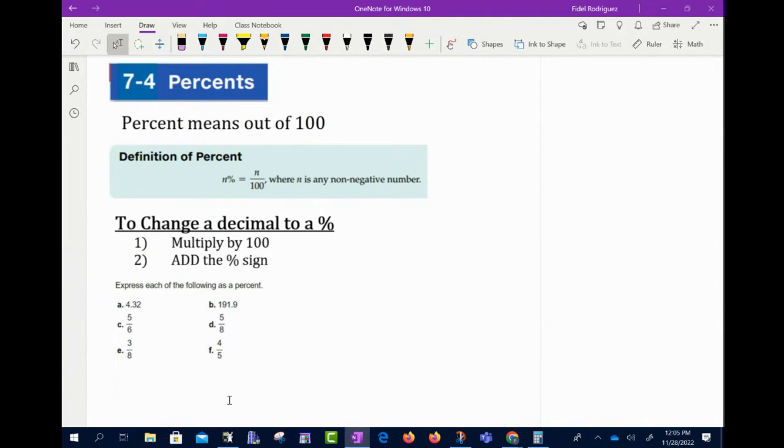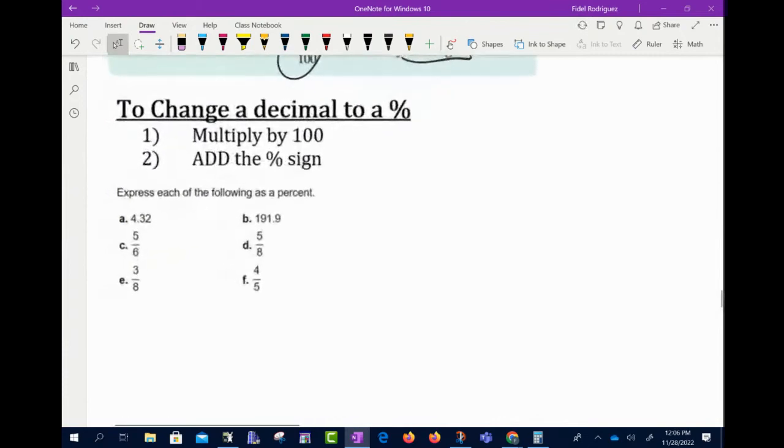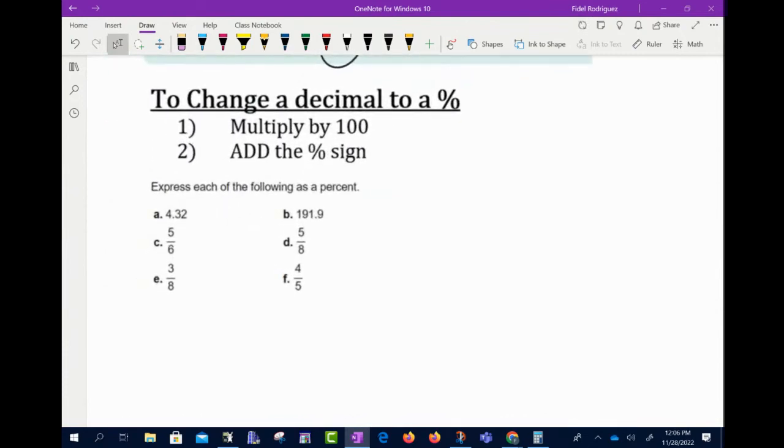Let me get my pen working here, hopefully. There we go. So definition of percent. N percent means N out of 100, where N is any non-negative number. It just means it's not going to be negative. It'll be either 0 or positive. Okay, so how do we change a decimal to a percent? We're going to multiply by 100, and then we're going to add the percent sign.